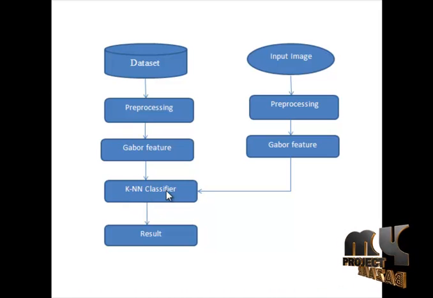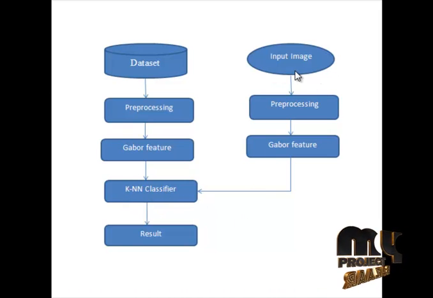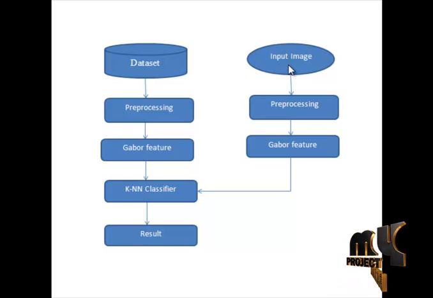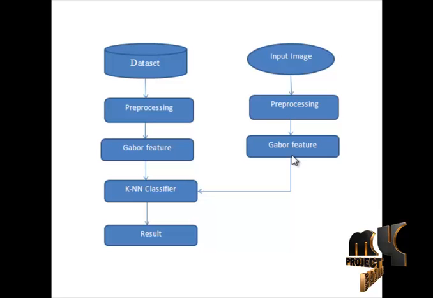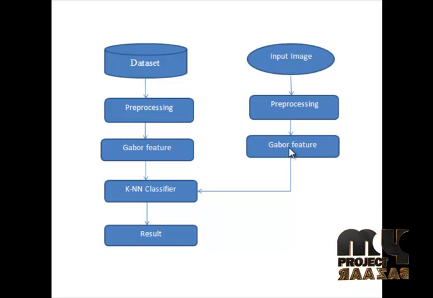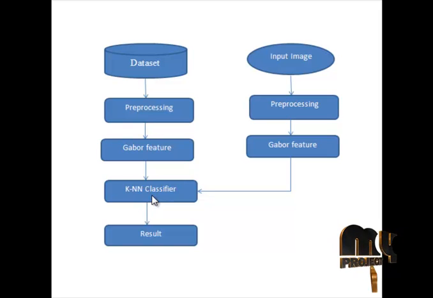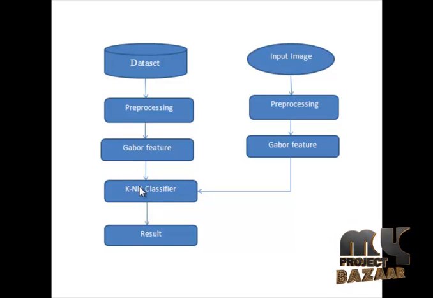For the KNN classifier, you have to give the input image. The input image will be affected by rotation. After rotating the input image, pre-processing and Gabor features are applied, and the extracted features go to the KNN classifier. The KNN classifier will identify the images based on the training features, and the result will finally be displayed.